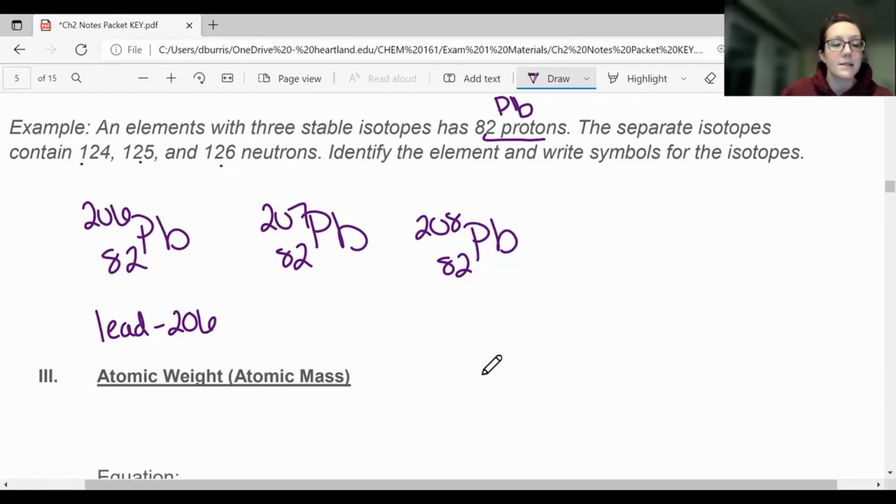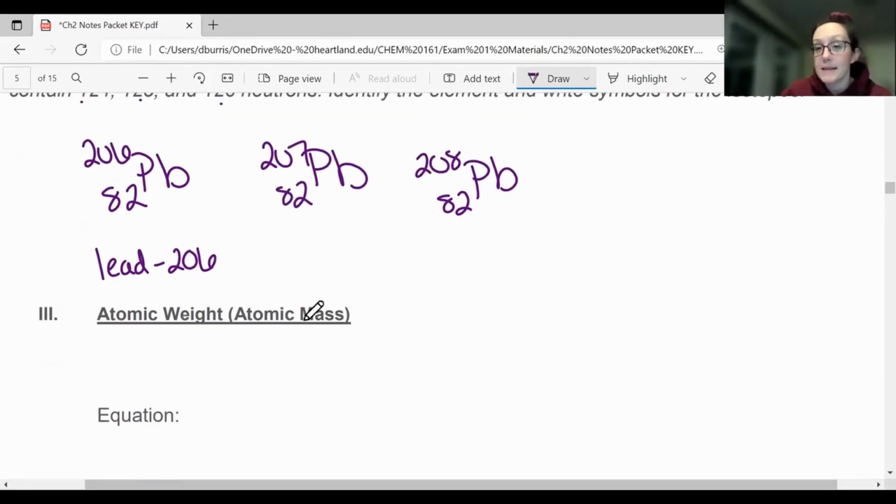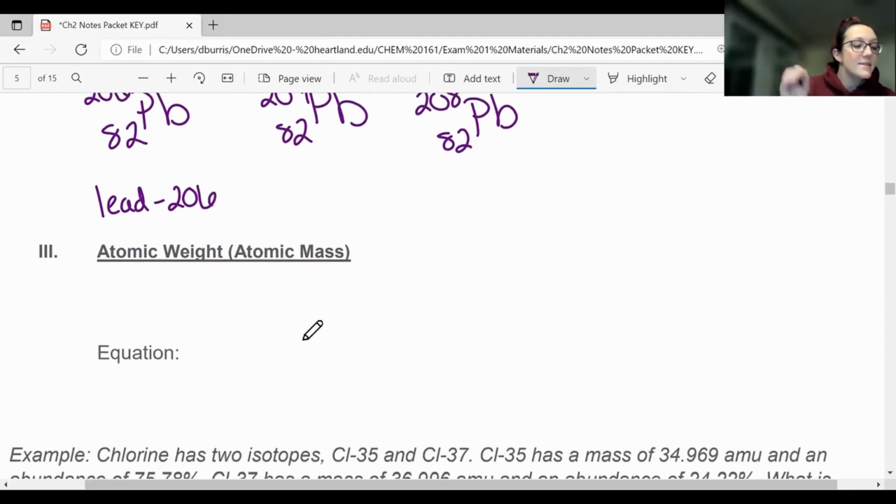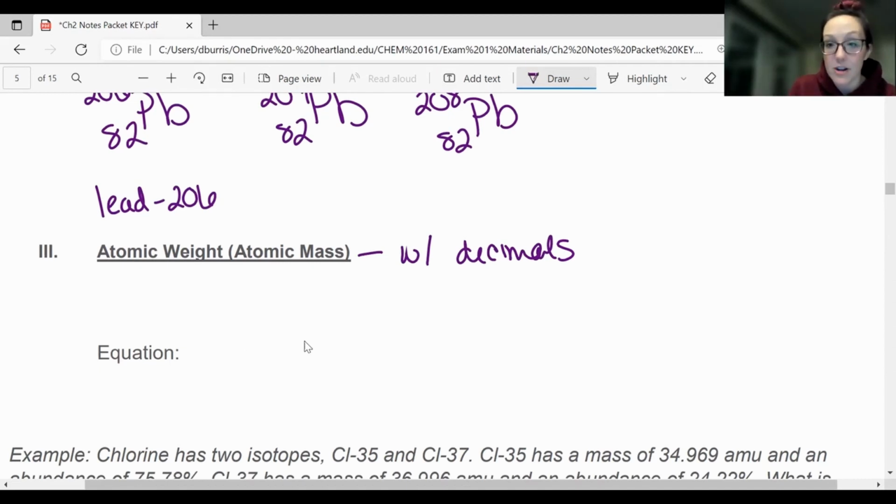All right, last thing I'm going to talk about is the atomic weight or the atomic mass. They mean the same thing. I know weight and mass aren't the same thing, but if I say atomic weight or atomic mass, I'm referring to the same thing. That is the number that has decimals on the periodic table. Okay, not the whole number. The whole number is the atomic number. The one with decimals is the atomic weight or the atomic mass. Now, if mass numbers are whole numbers, why would the atomic weight have decimals? Well, that's because it's actually an average of all of the isotopes for a specific element.